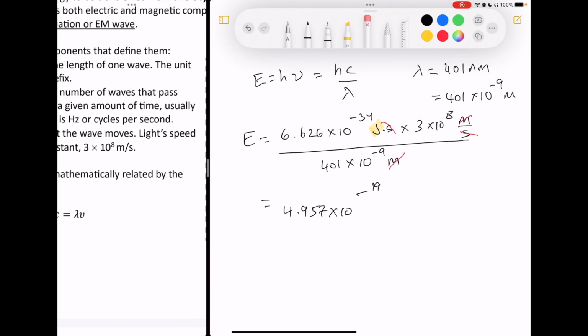Now, you want to make sure that you have the right significant figures here. So again, those constants, you don't have to worry about them in terms of sig figs, but you want to look at the 401 nanometers that's given to you. So that's a 3 significant figures number. So I'm going to give my final answer in this form. Okay.